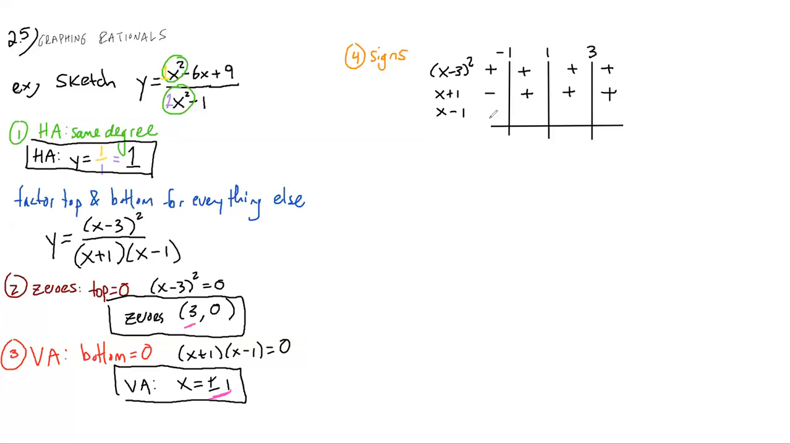And x minus 1 will be negative until 1, and then switches over at 1. You'll notice that we have something with a multiplicity 2 there, so that should mean that the sign won't change at that zero of 3. And if you look, we have 2 negatives make a positive, 1 negative makes a negative, 3 positives and 3 positives. If you look, you'll see we don't have a changing sign at x equals 3, so that's something we're going to have to be mindful of.